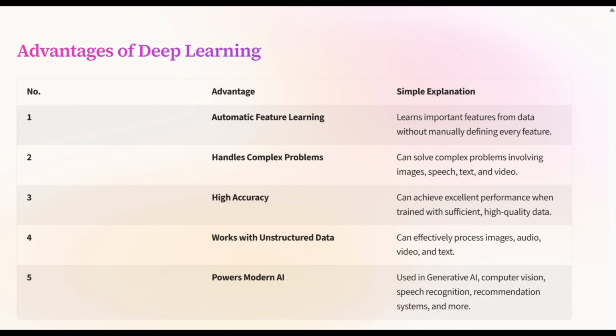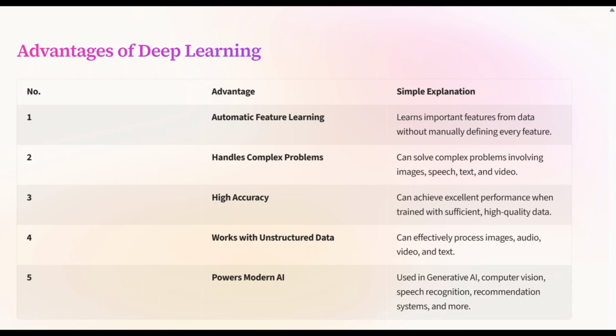The second advantage is that deep learning can handle very complex problems involving images, speech and text. All this we can call unstructured data. The third thing is high accuracy. With efficient, high quality data and proper training, deep learning can achieve excellent performance. The fourth thing is that it works with unstructured data. Another important advantage is that it works well with unstructured data such as images, audio, video and natural language. We will learn how this extraction works in further videos.